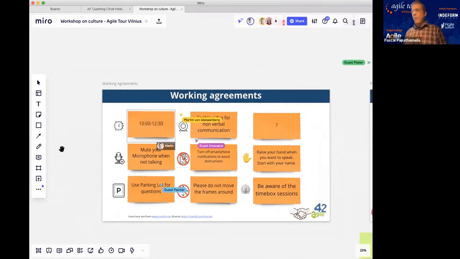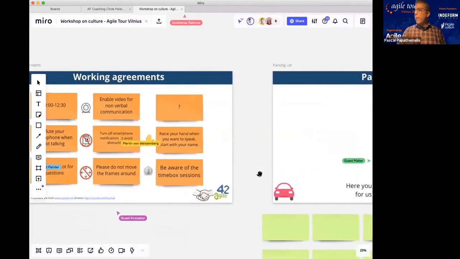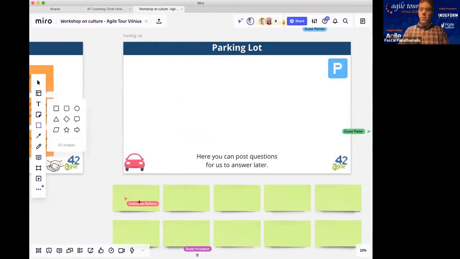We would like you to mute your microphone, but now we are not that many, so having the microphone on might also be sufficient. We also have a parking lot here on the right. If you have any question that you want to get answered, you can write your question on the parking lot.